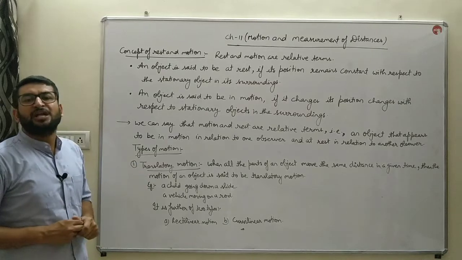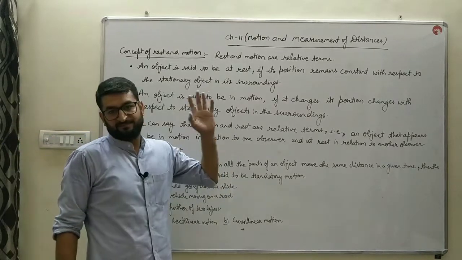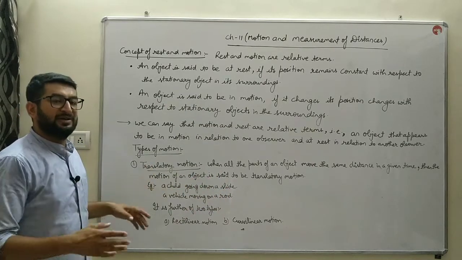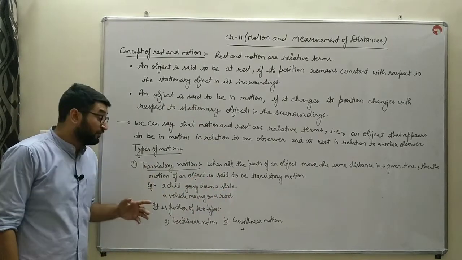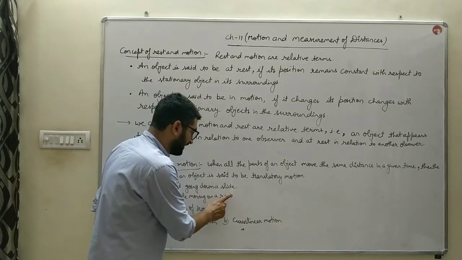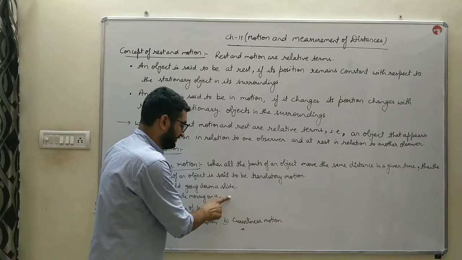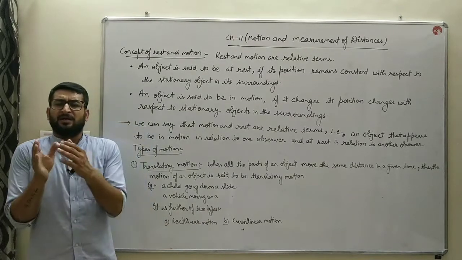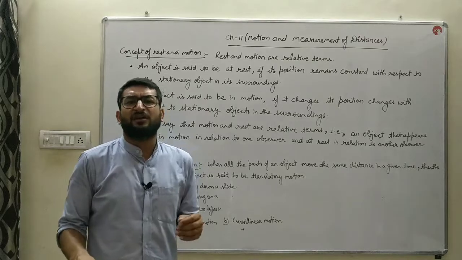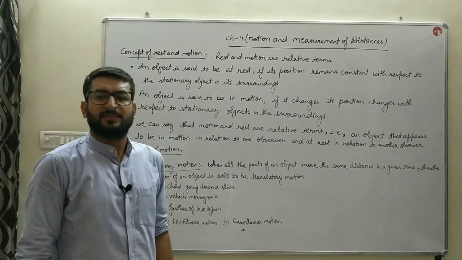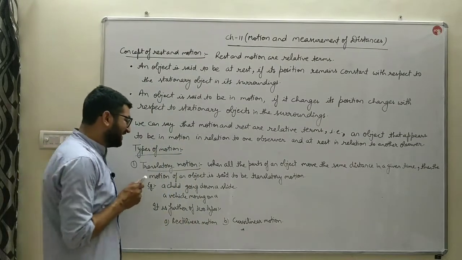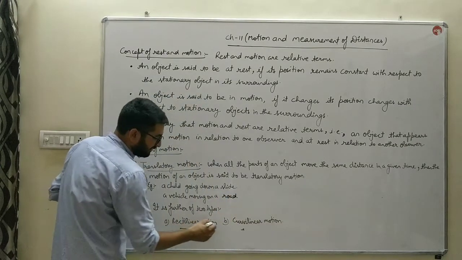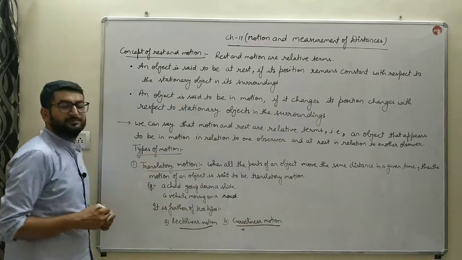For example, a child going down a slide. I am pulling a drawer out of the wooden cabinet. A vehicle moving on the road. The spelling of road is incorrect here. It's R-O-A-D. Road. Next. Translatory motion is further of two types. The first one is rectilinear motion. Another one is curvilinear motion.